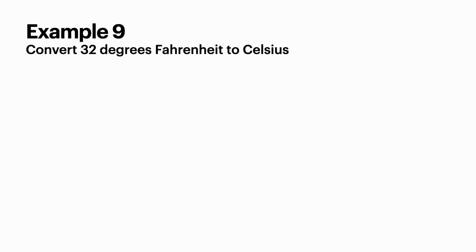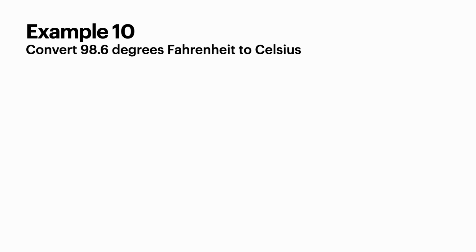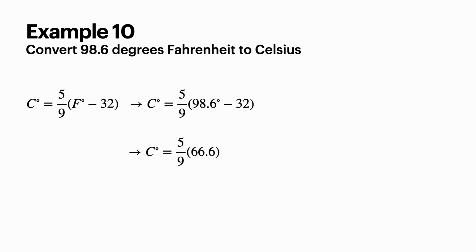Let's convert 32 degrees Fahrenheit to Celsius. So we plug in our 32 degrees. 32 minus 32 is 0. So we get 0. So it is confirmed. This does work for converting 32 degrees Fahrenheit to Celsius. Let's try 98.6 degrees Fahrenheit to Celsius. So we start with our formula, plug in our information. We find we need to multiply 5 times 66.6 divided by 9, 37 degrees.